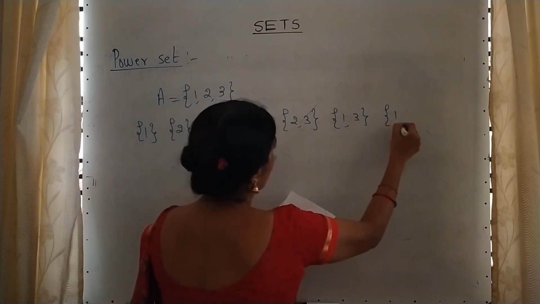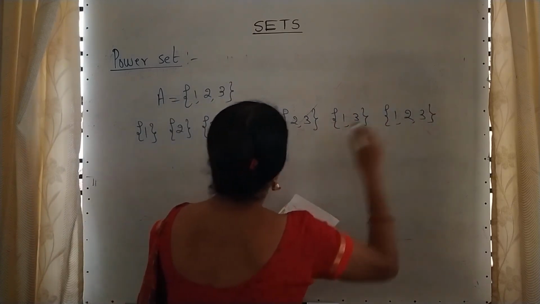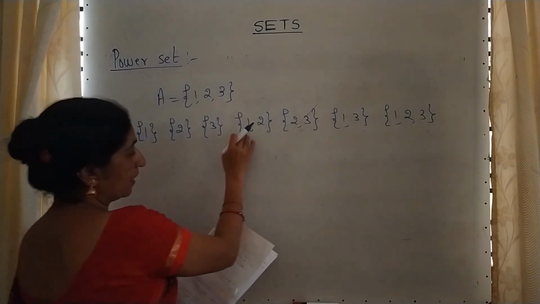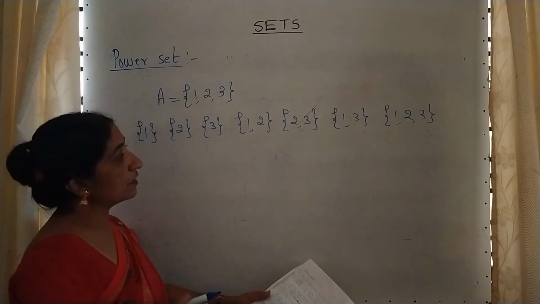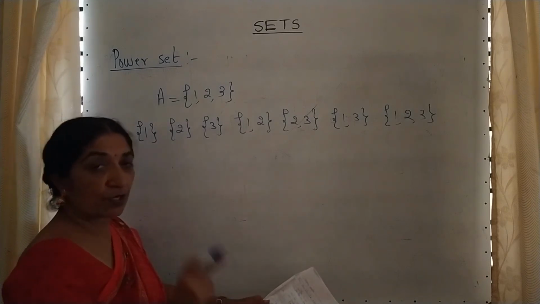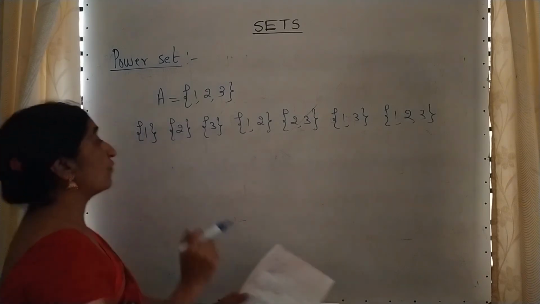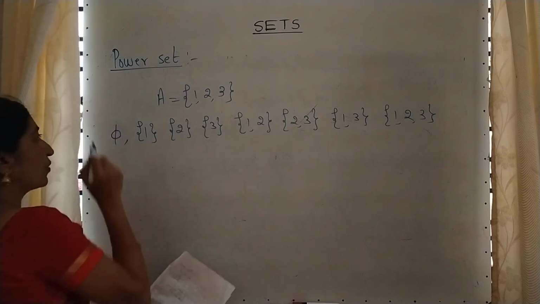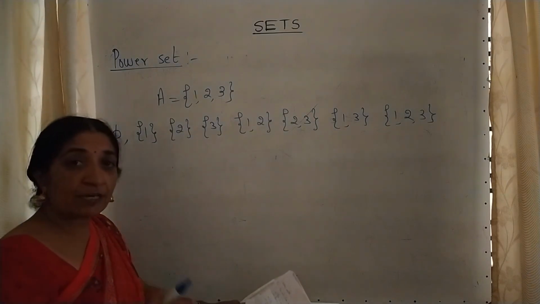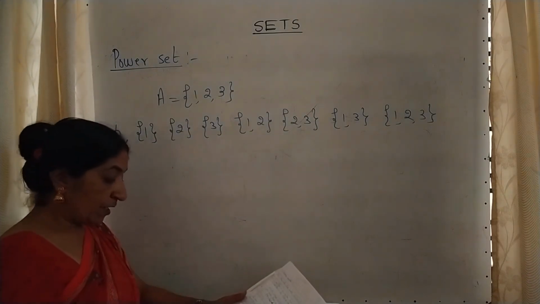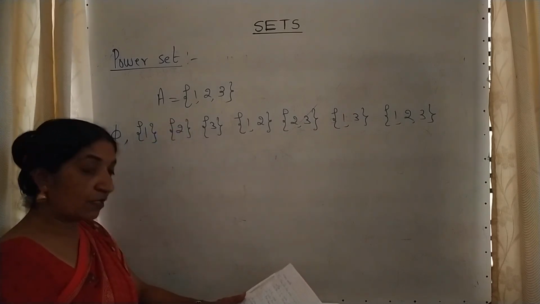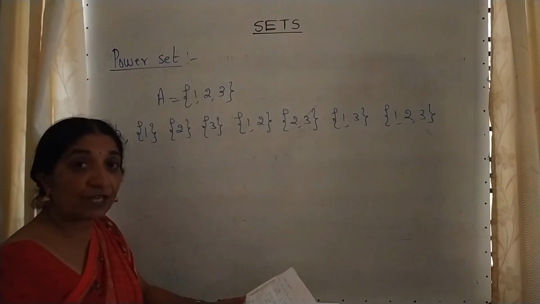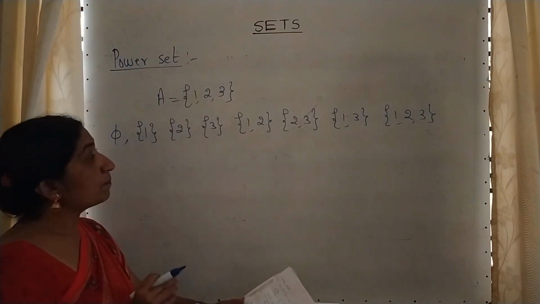See, is anything left? No. We wrote all the subsets containing single elements, containing two elements, and all three elements. So these are the subsets. One more subset is there because the null set is a subset of every set. So that also I have to write. Now these are all the subsets of set A. And the set of all the subsets of set A is called the power set of A. This is called the power set.